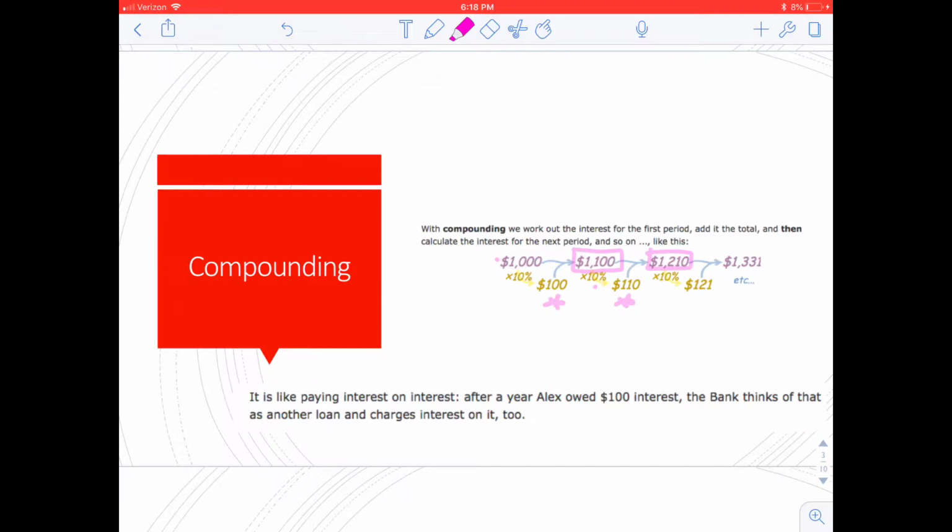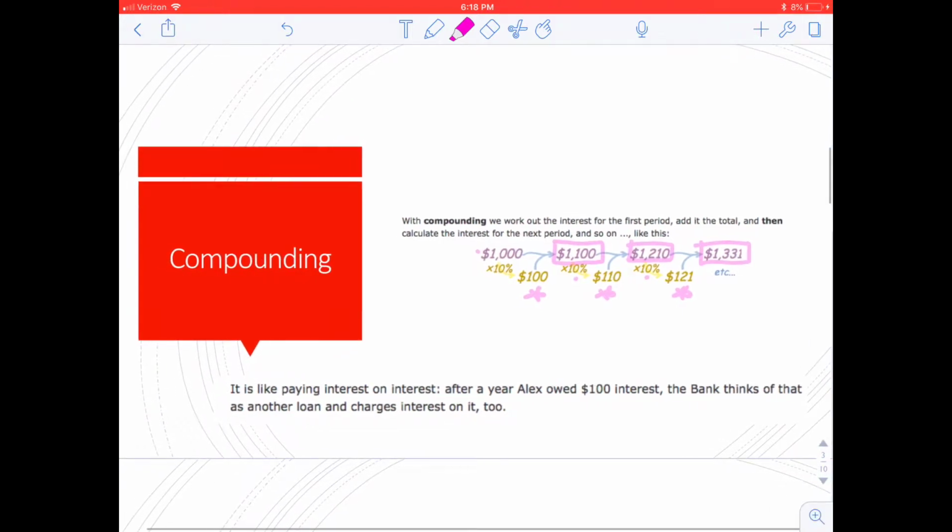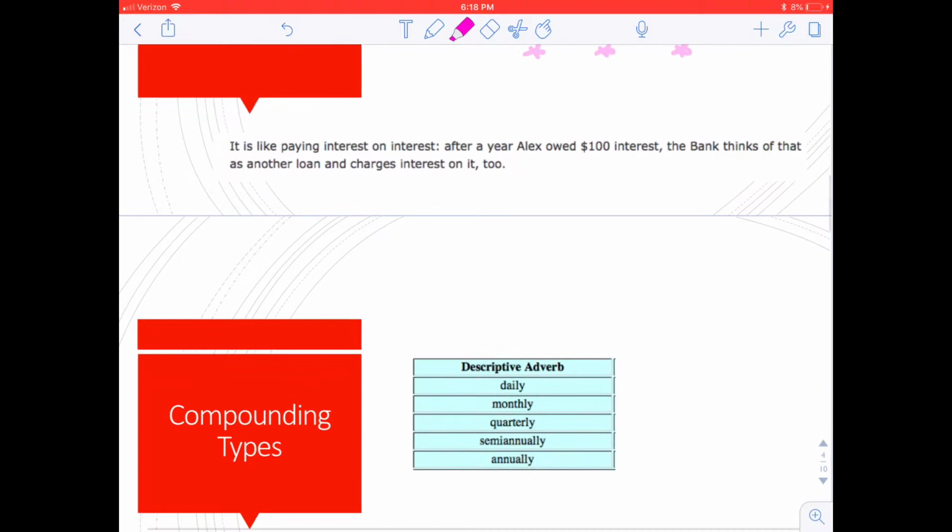But if the amount is getting compounded again, I take 10% of 1,100, which now is 110, and I add that and I come up with a new total. And if it's going to be compounded again, I take 10% of that amount and I get 121, and that's added to the total amount, and it keeps going. So essentially, you're doing interest on interest. After a year, Alex owed $100 interest. The bank thinks of this as another loan and charges interest on it as well. And so it keeps growing as years go on.